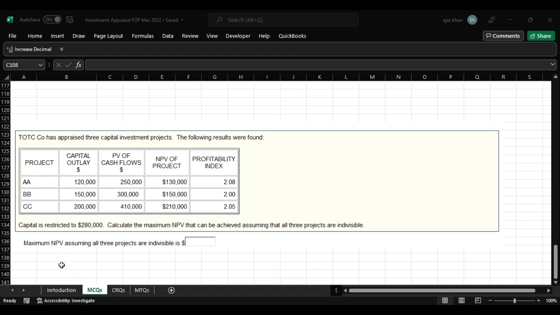So in case of non-divisible projects, we first develop the possible combinations. Now we can have A and we can have B. And if we do it, we will have to invest a total of $120,000 plus $150,000, which is well within our range, $270,000. In that case, the total net present value that we will be earning will be $130,000 plus $150,000. So that's the total possible NPV that we will be earning. Now, can we have the first project and the third project together?